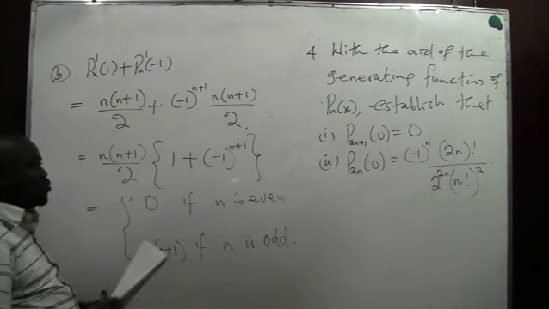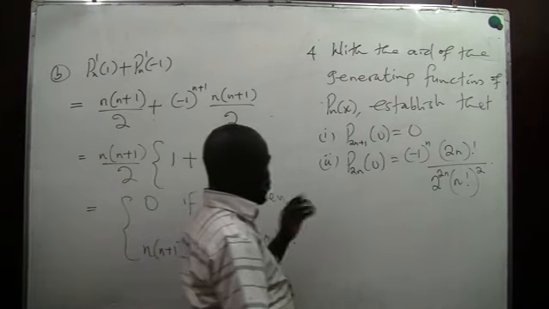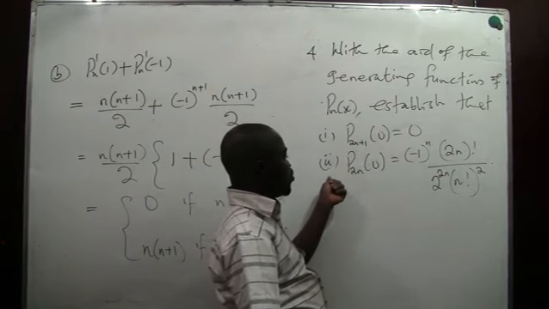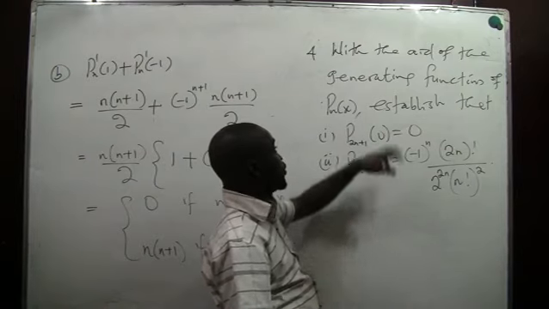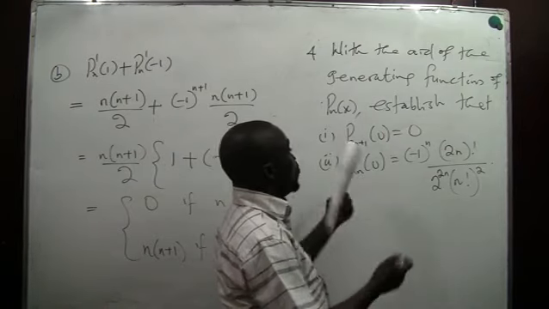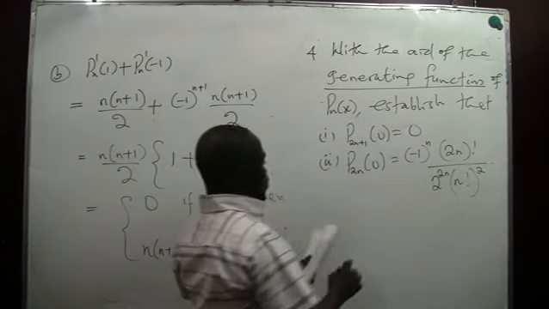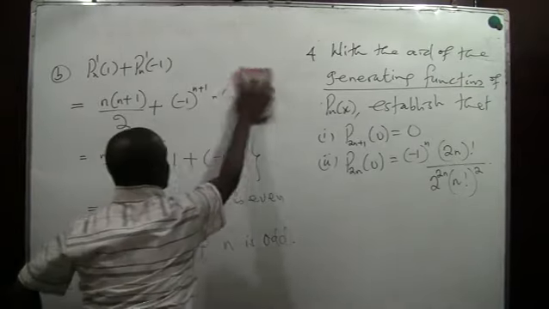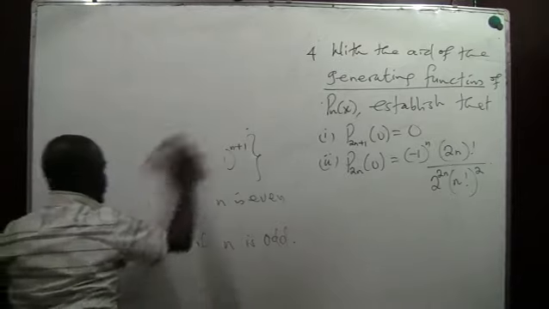In the question, we observe two things. Number one, that the Roman figure 1 contains odd subscripts, and Roman figure 2 contains even subscripts. And the question instructs that we must use the generating function to establish the two results. How do we use the generating function to establish the two results? Let's start.